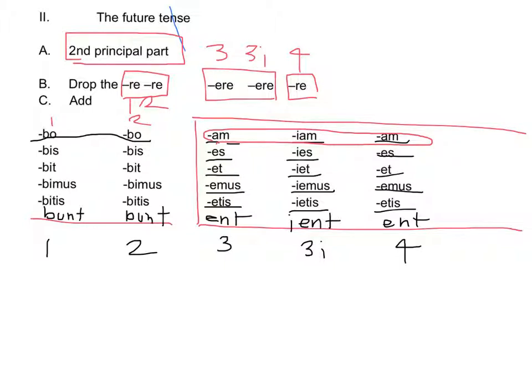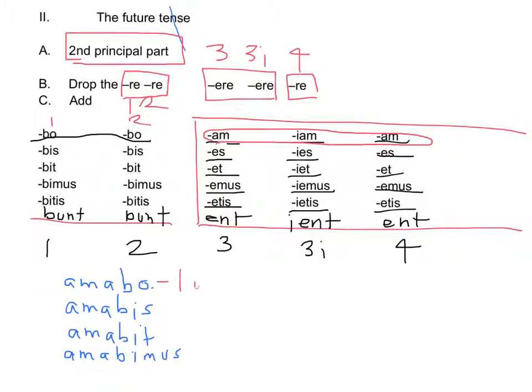Now, if you look at an example, first conjugation, you take the second principal part, amare, drop the RE, and then you'd have amabo, amabis, amabit, amabimus, amabitis, amabunt. And this would translate as I will love, you will love, etc.